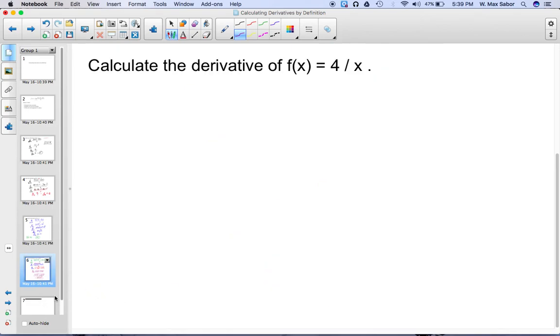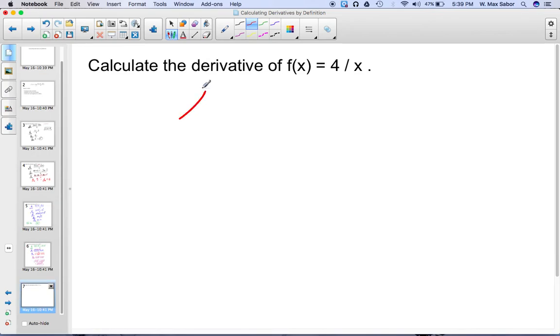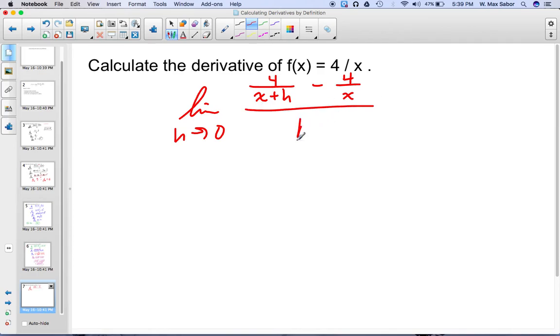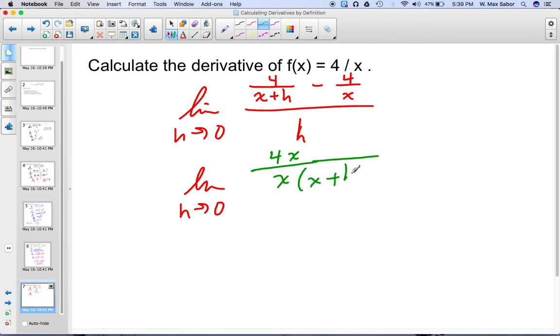Last one, calculate the derivative of this. So f of x plus h means plugging in x plus h where x used to be, minus f of x over h. Get a common denominator in the numerator, 4x over x times x plus h, minus 4 times x plus h. And that's all over h.